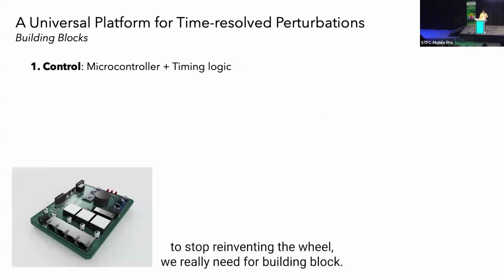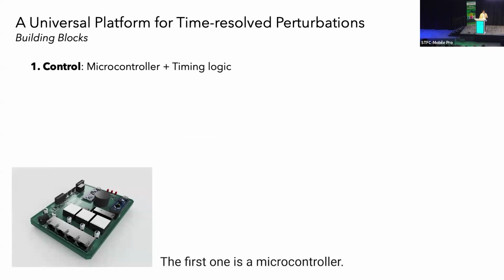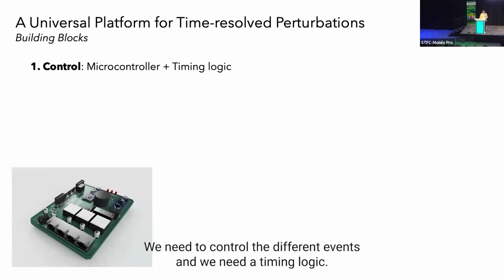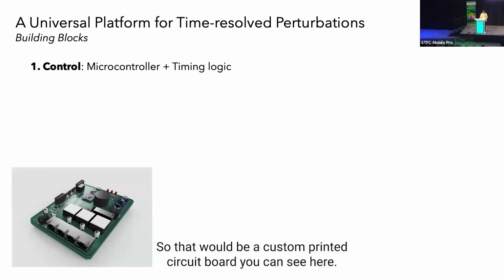So in order to stop reinventing the wheel, we really need 4 building blocks. The first one is a microcontroller. We need to control the different events, and we need a timing logic. So that would be a custom printed circuit board, which you can see here.